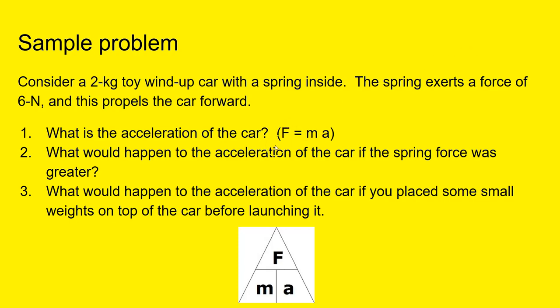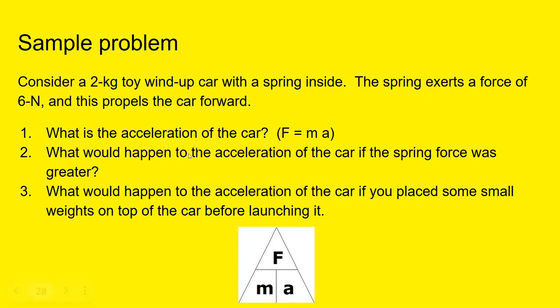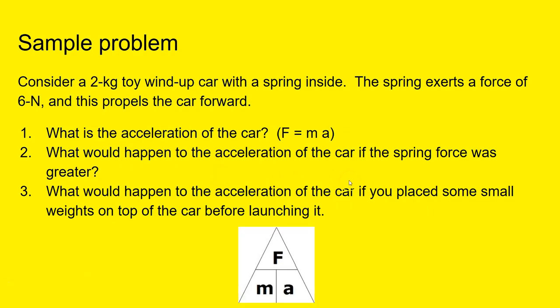Acceleration of the car. Well, how do we get that? F equals ma. That's 6 is equal to 2 times a. 6 divided by 2 gives you 3 meters per second squared. And if you made the spring force greater, of course the acceleration is also going to get greater. It goes up. And if you place some small weights on top of the car, that means you're increasing the mass, and the acceleration will go down. It is kind of intuitive, and again, it's what you saw in the recent lab.